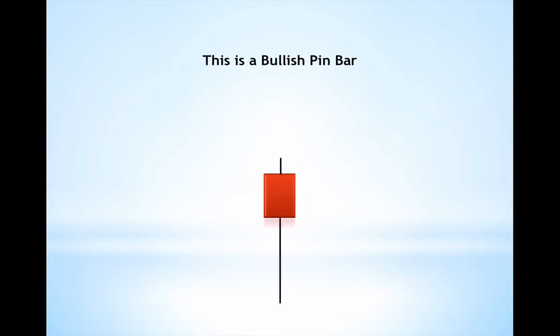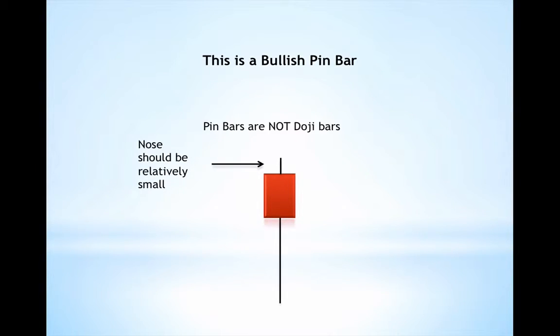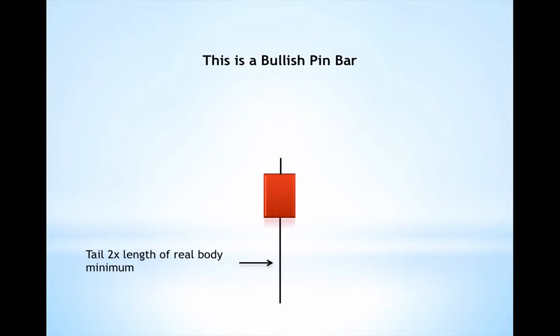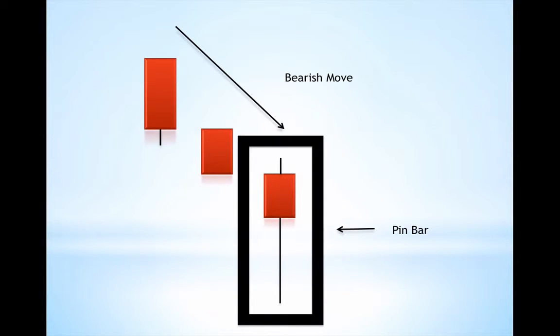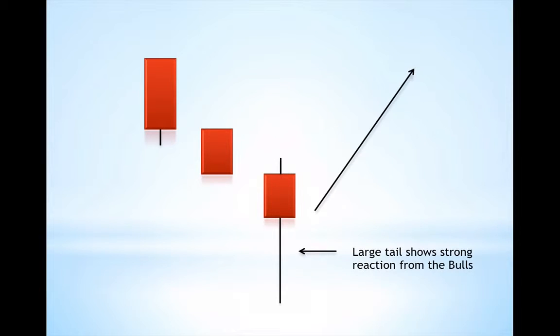A bullish pin bar is the same, but will be found after a bearish move. Any nose or wick should be really small. It should also be noted that a pin bar is not a doji candle. Even with a small nose, the tail is still 2 times the length of the real body. After a bearish move, the pin bar will appear, suggesting that the bulls are taking control of the market.